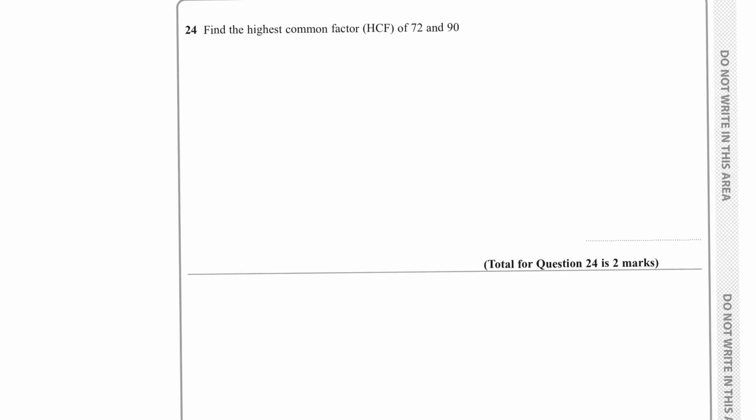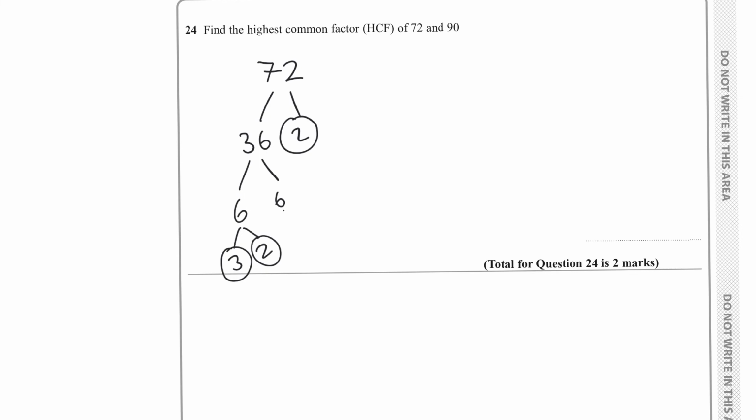Then next question, highest common factor of 72 and 90. So we're going to be using our prime factor tree to help us there. So prime factor tree of 72, you could do 36 and 2. I always circle the prime factors so I don't miss any out. Then for 36, it could be 6 times 6. 6 can be divided further into 3 and 2. They're both prime factors, and so that would be the same here.